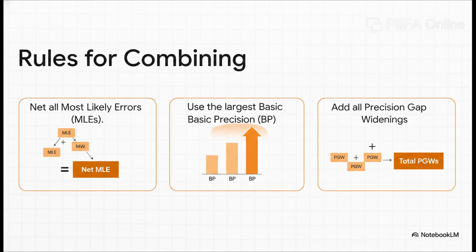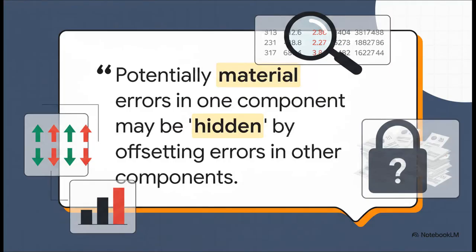You can net out your best guesses, the MLEs, but you are not allowed to do that for your safety margins. For basic precision, you have to use the biggest single amount from any one component. And for precision gap widening, you have to add them all up. The reason for this is absolutely critical, which brings us to our next point. And here is exactly why that caution is so important. This quote from the manual says it all.